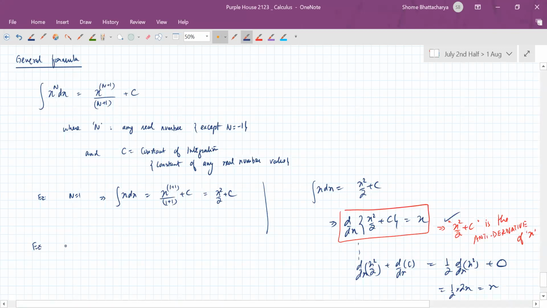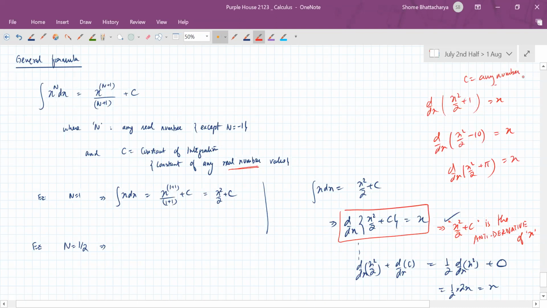Yes, sir, so we will not substitute the value of c as 1. C can be any value. That is the meaning of it, that it can be any real number constant. For example, x square by 2 plus 1 is also an antiderivative of x. Its differentiation is also x. x square by 2 minus 10, its derivative is also x. x square by 2 plus, for example, pi, where pi is 3.14, that's also x. So c can take any numerical value, it can be any real number.